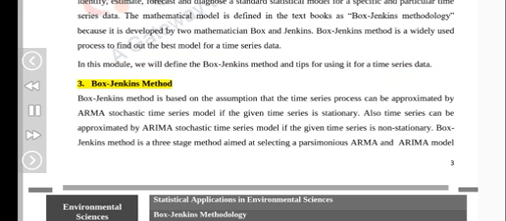Box-Jenkins method. The Box-Jenkins method is based on the assumption that the time series process can be approximated by an ARIMA stochastic time series model if the given time series is stationary. Also, the time series can be approximated by an ARIMA stochastic time series model if the given time series is non-stationary. The Box-Jenkins method is a three-stage method aimed at selecting a parsimonious ARIMA model.